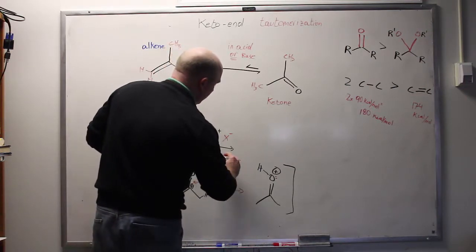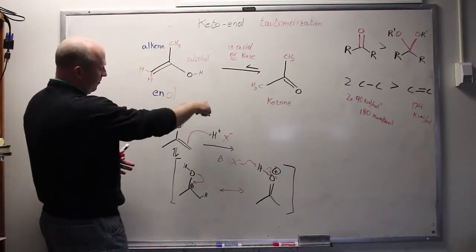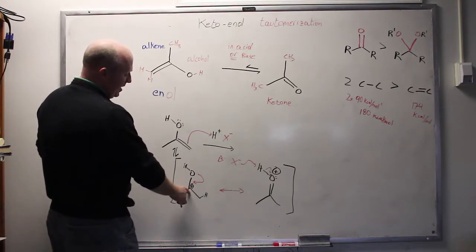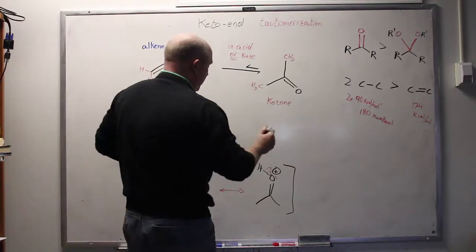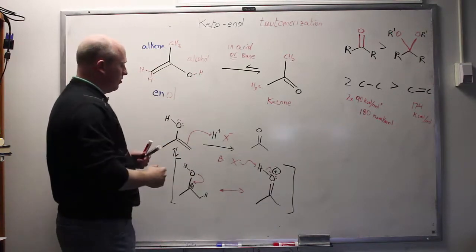Whatever X- or base is around will simply come by and remove the proton. So the result is 2 steps. First, you add a proton, which then leads to a positive charge on a carbon, which is stabilized by resonance, and then you remove the proton, final product, of course, being the ketone. Under basic conditions, what we're going to do is reverse the order of those 2 steps.